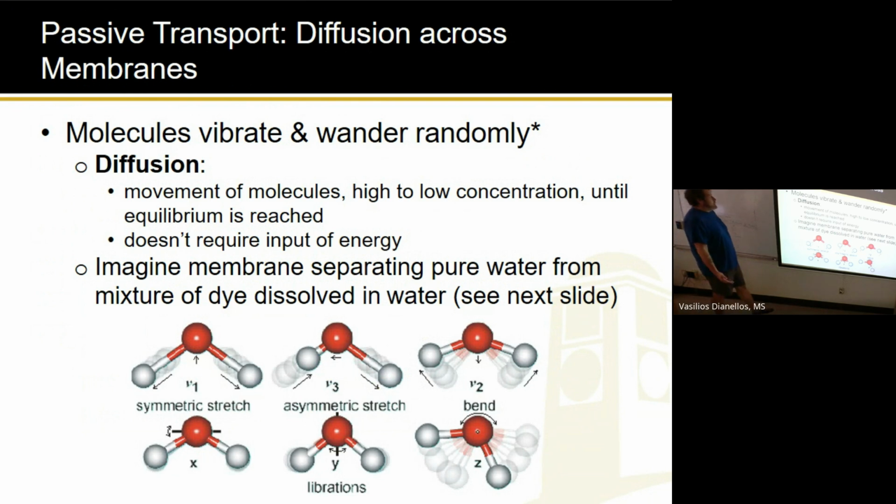First of all, you need to know what diffusion is, and that is the movement of molecules from an area of high concentration to an area of low concentration until equilibrium is reached. So basically, again, it goes from high concentration to low concentration until everything's equal, so there is no more high or low. Right? It does not require an input of energy.